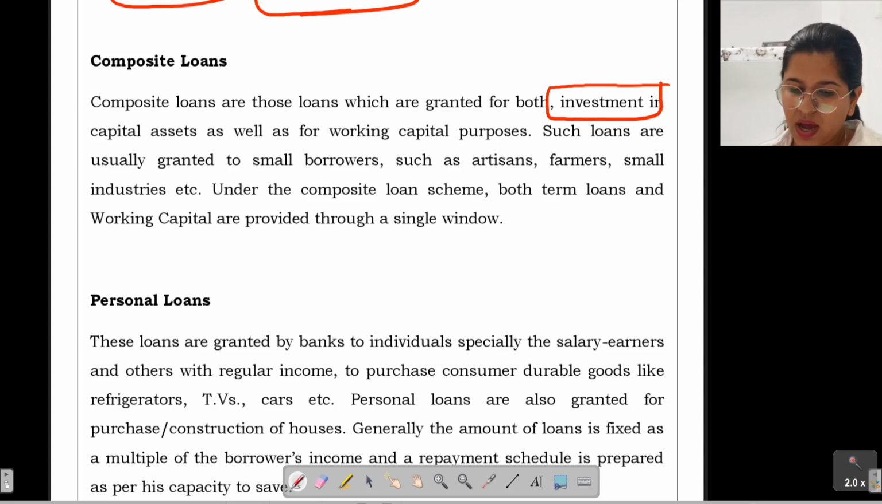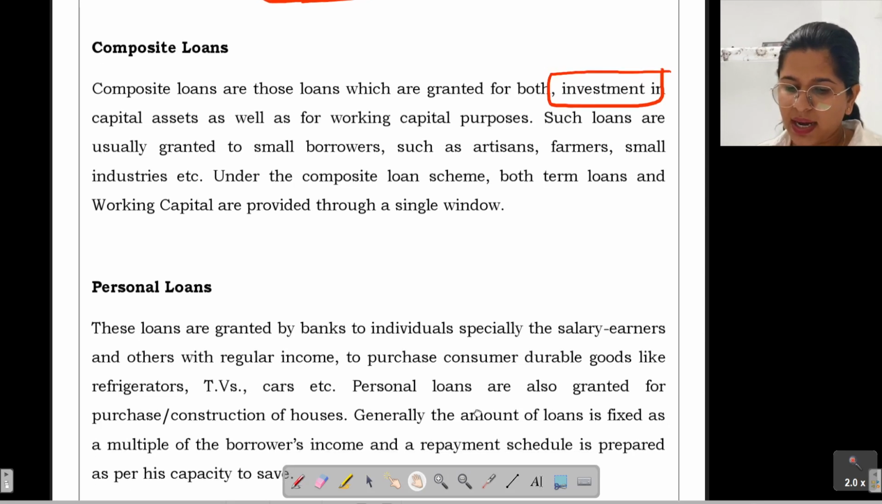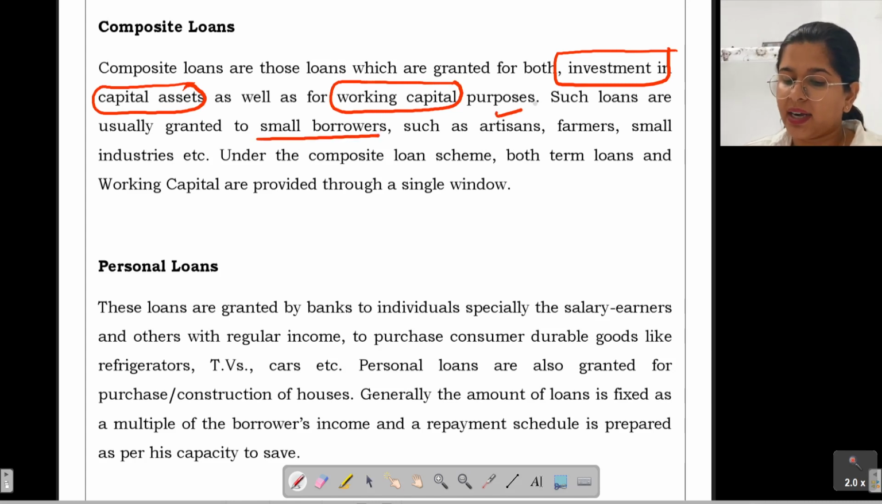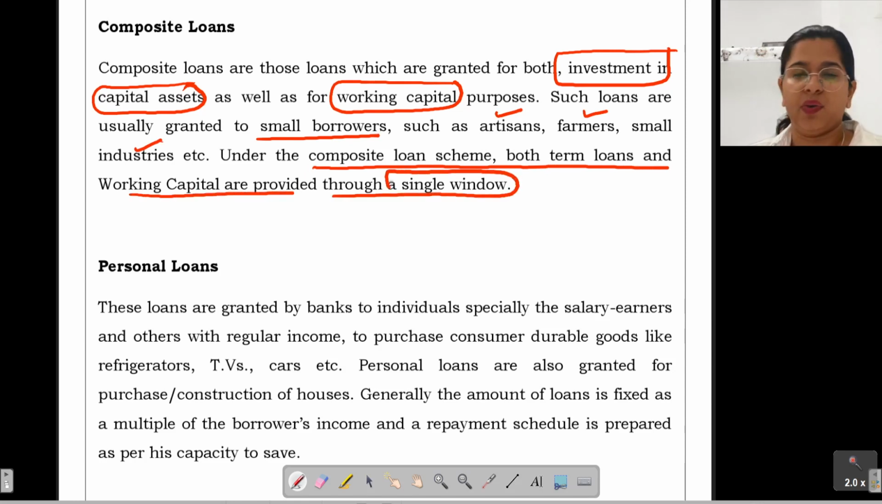Okay. So now we have the composite loans, right? Capital assets as well as for working capital. So these kind of loans are provided for your capital assets as well as for the working capital purposes. These are usually granted to the small borrowers like the artisans, farmers, small industries, etc. Under the composite loan scheme, both the term loans as well as the working capital are provided through a single window. Easy to understand, right?